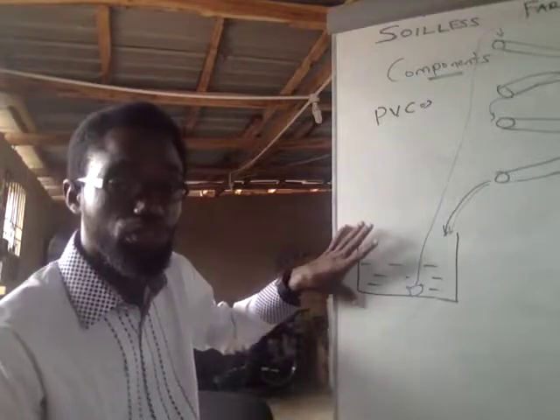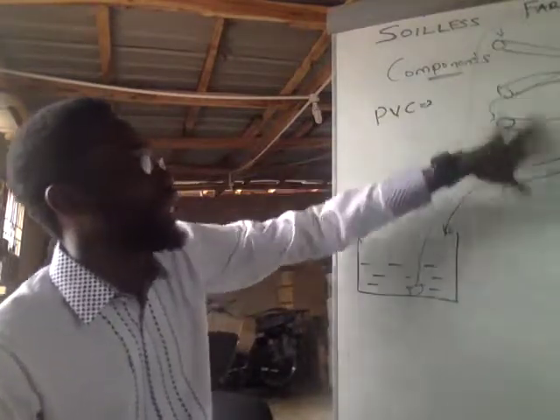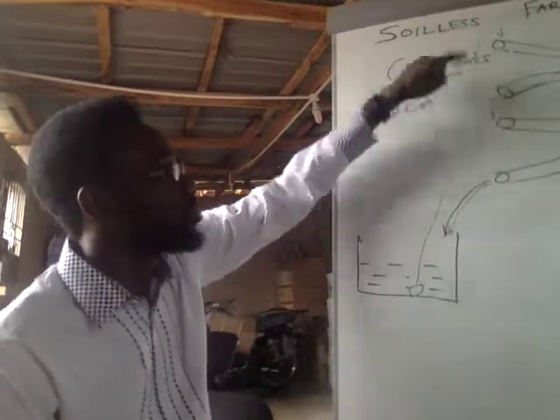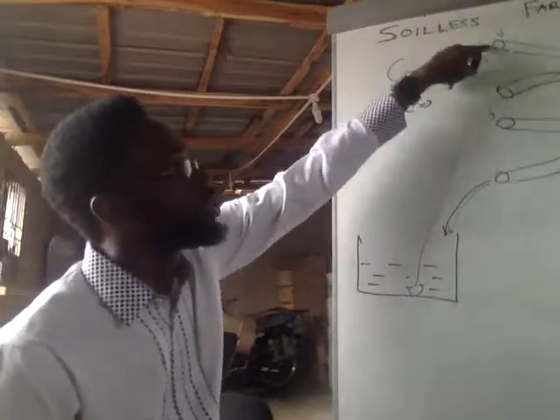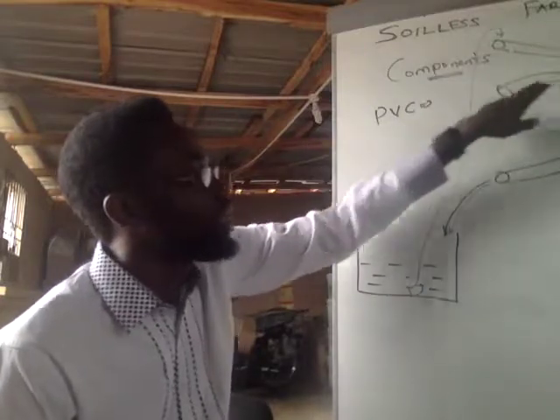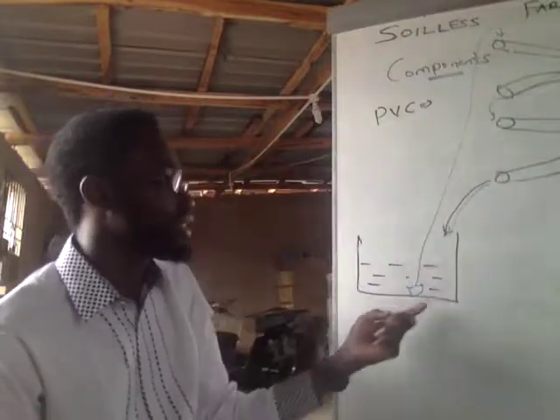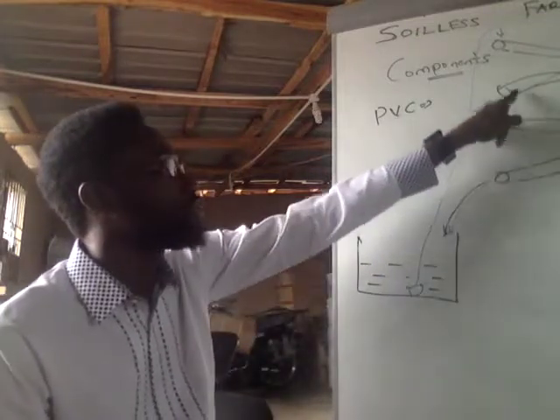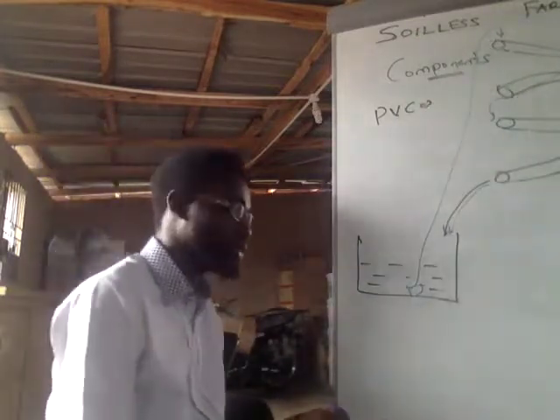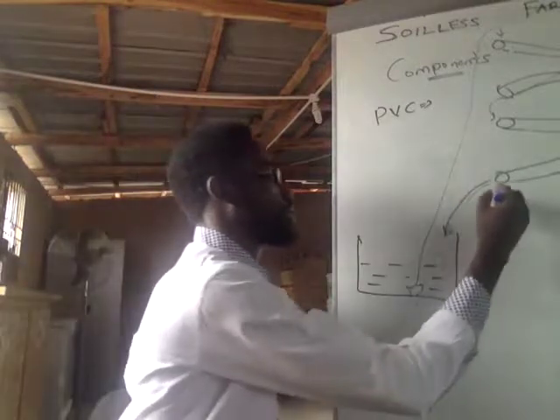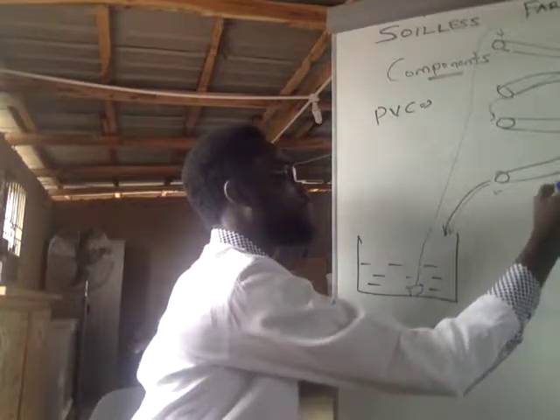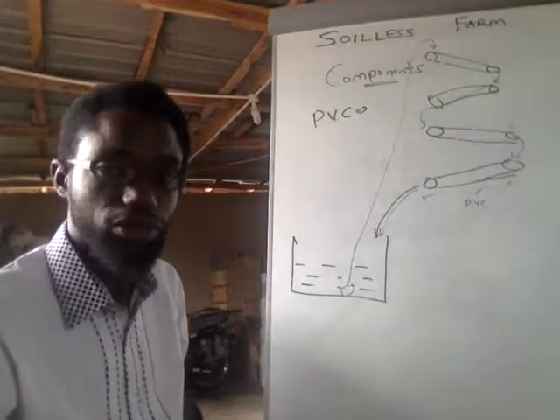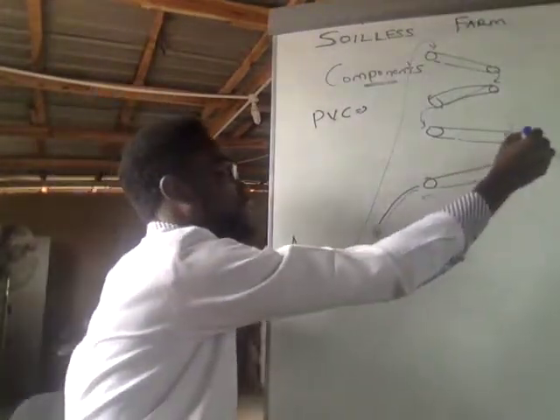So here you have your fish ponds. Here you have your NFT system where you have your plants standing. So the nutrient only needs to go to the topmost layer, and the water flows down through gravity and back to the tank. And you realize that all of these we are using are PVC pipes. So here we have the PVC pipe in use.